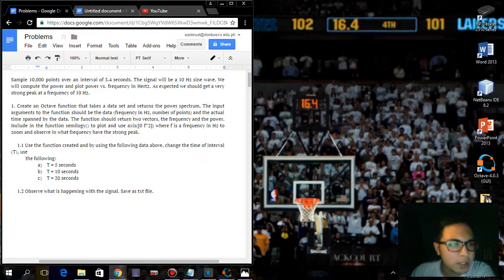So given a scenario, we have to sample 10,000 points over an interval of 3.4 seconds. The signal will be a 10 Hz sine wave. We will compute the power and plot it versus frequency in Hz.